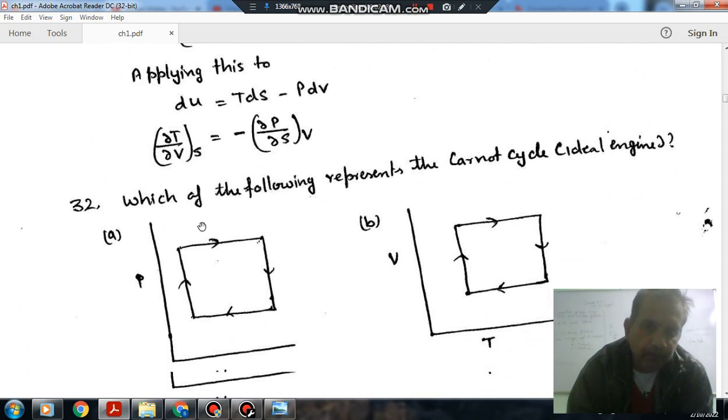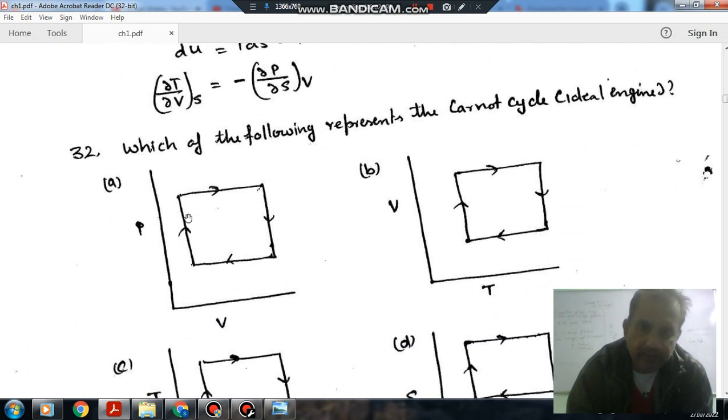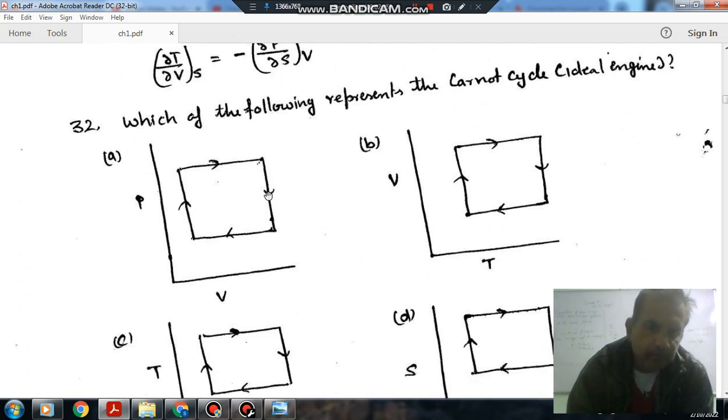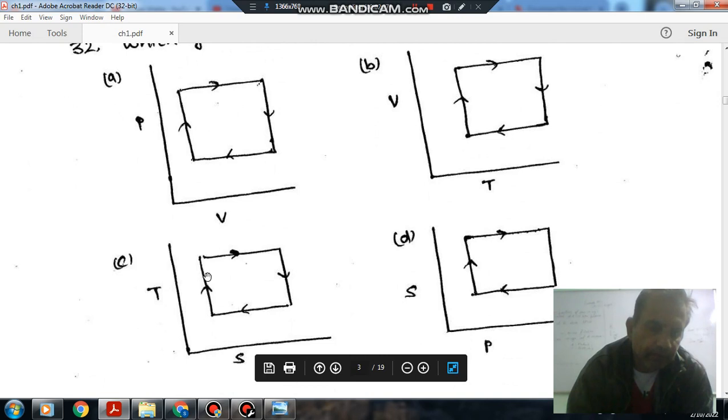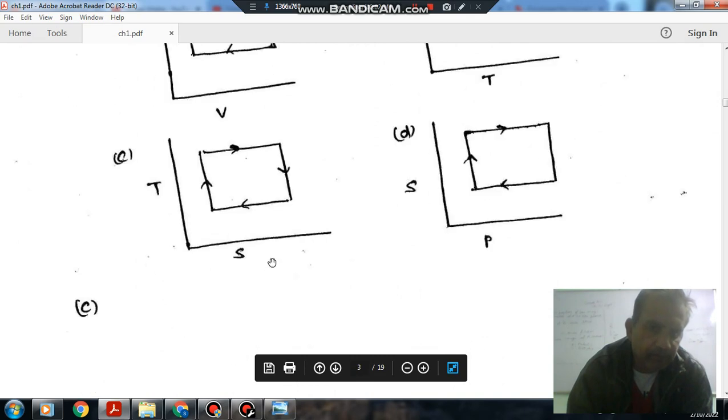Next, which of the following represents the Carnot cycle, the ideal engine? So this is the Carnot cycle, with two isentropic processes and two isothermal processes. So the answer is C.